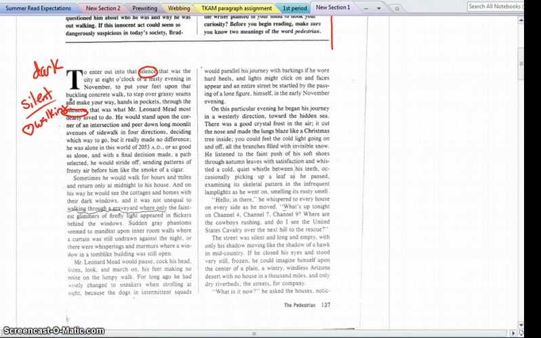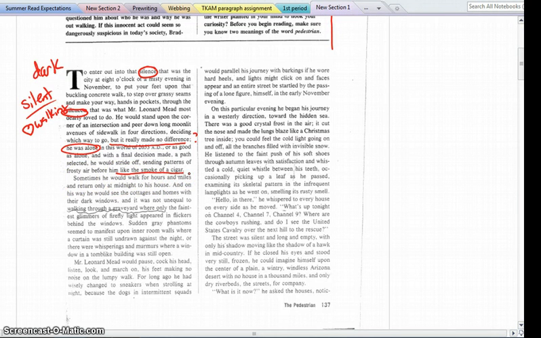He would stand upon the corner of an intersection and peer down long moonlight avenues of sidewalk in 4 directions, deciding which way to go. But it really made no difference. He was alone in this world of 2033, or as good as alone, and with a final decision made, a path selected, he would stride off, sending patterns of frosty air before him like the smoke in a cigar.